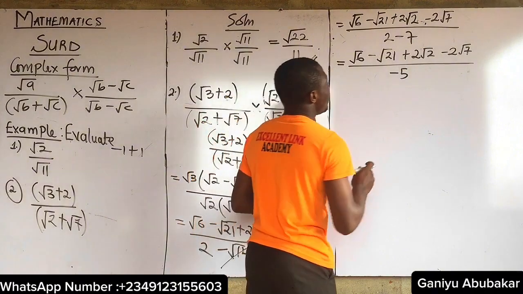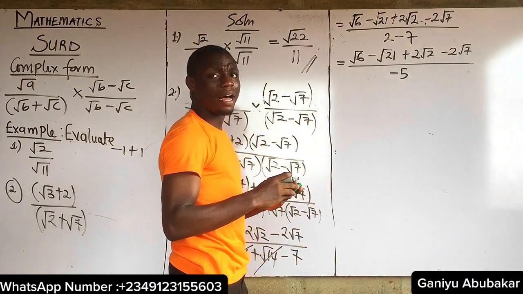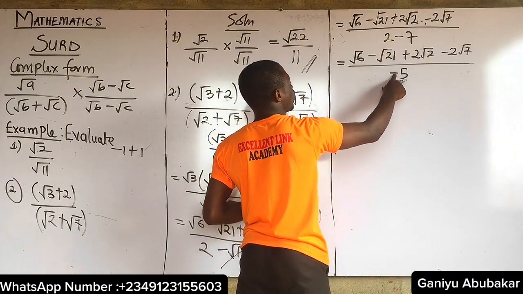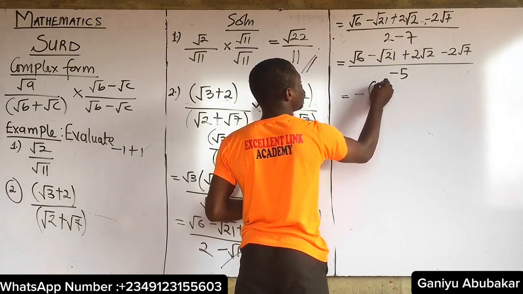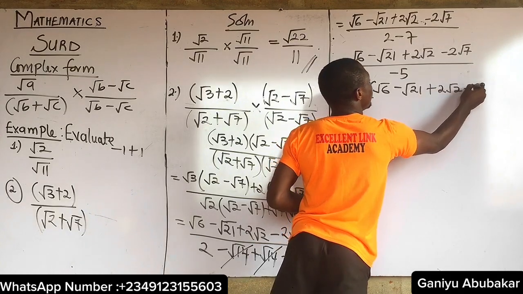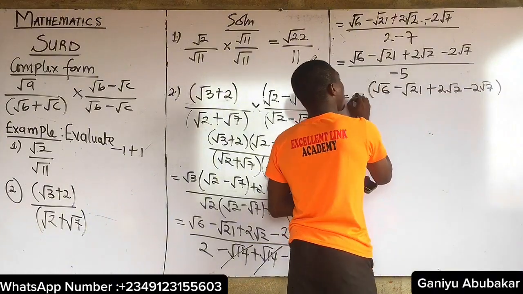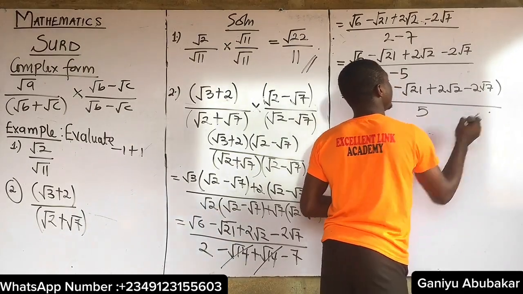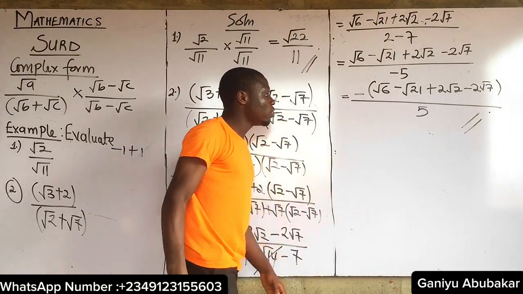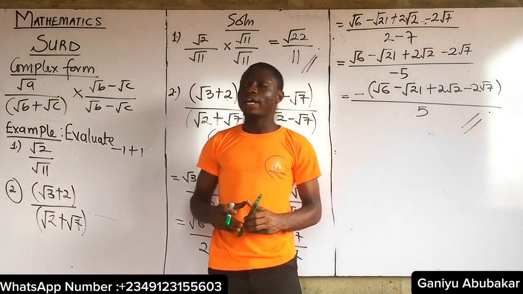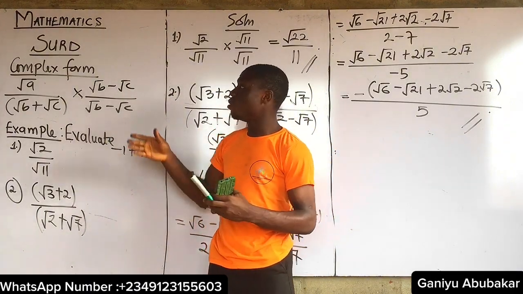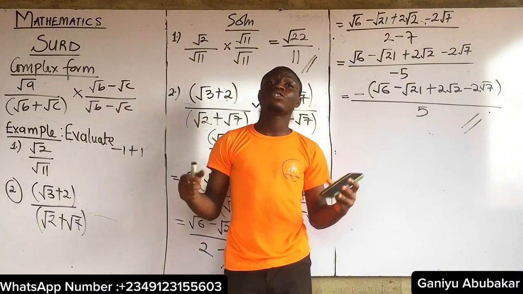Alright. Minus 5. In mathematics, it's not proper for minus to be a denominator. So what's the idea? I'll take this minus up. So I'm having minus into root 6 minus root 21 plus 2 root 2 minus 2 root 7 all over 5. This becomes my answer to this question here, as you can see. So this is the concept behind multiplication and division of surds.